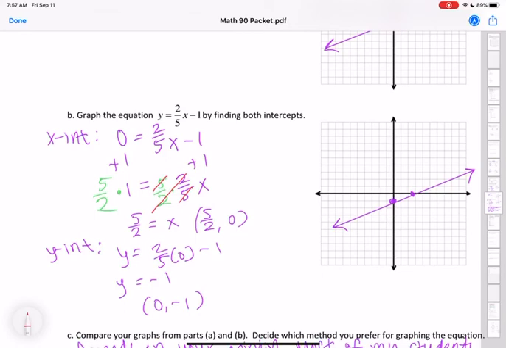5 halves, you could reduce that down to 2 1/2, or you could punch that into your calculator and get 5 divided by 2 is 2.5. So you go to 2.5 on the x-axis and plot that point. The y-intercept isn't bad because you just plug in 0 for x, you get y equals -1. So you plot (0, -1), connect your dots, and did we get the same graph?